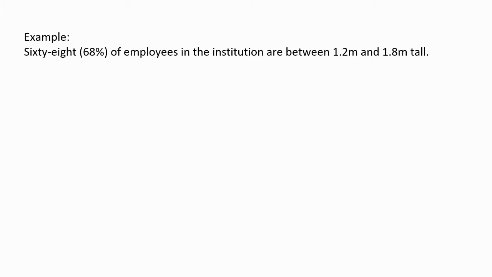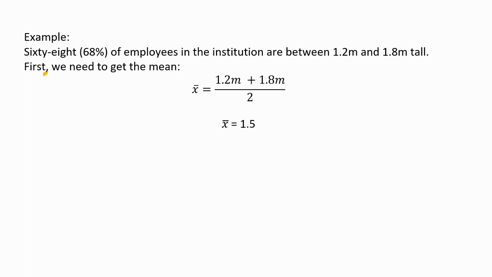So, this will be, so let's compute now. This is the mean. To get the mean, kunin nyo lang yung dalawa. So, you have 1.2 plus 1.8 divided by 2. And this will be giving you a mean of 1.5.